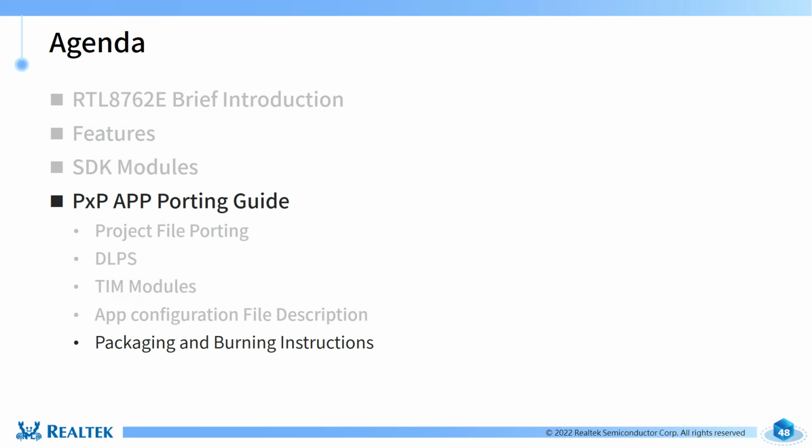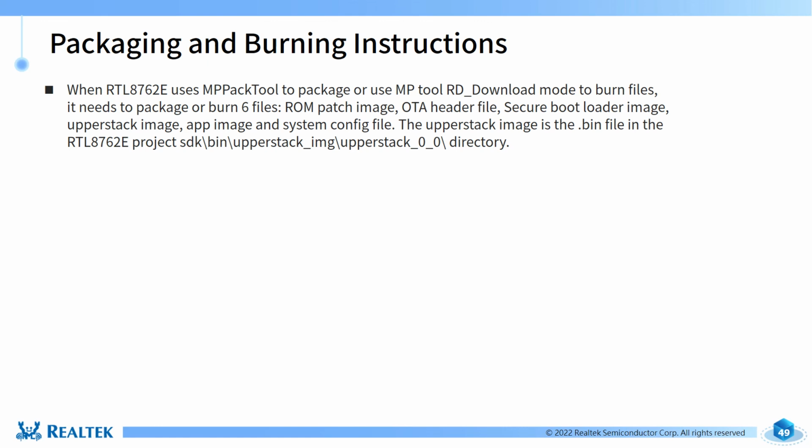The last part of PxP porting is the precautions for packaging and burning. When the RTL8762E uses the np-pack tool to package or uses the np tool in download mode to burn files, it needs to package or burn 6 files. ROM patch image, OTA header file, secure bootloader image, upper stack image, app image, and system config. The upper stack image is the .bin file in the SDK/bin/upperstackimage/upperstack00 directory of the RTL8762E project.